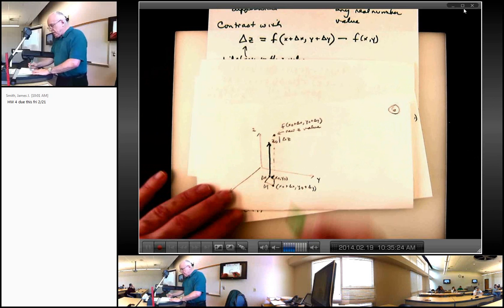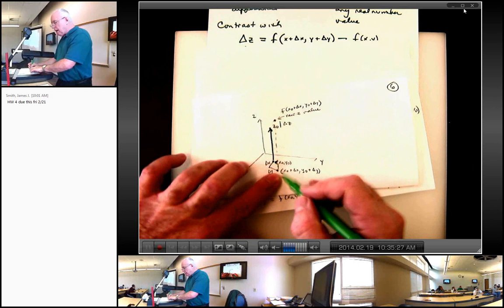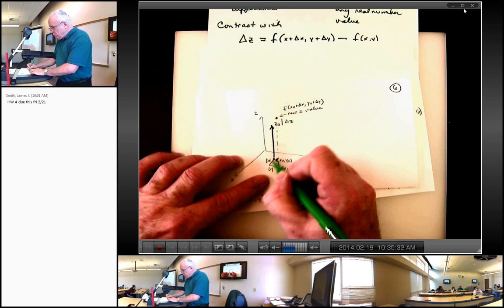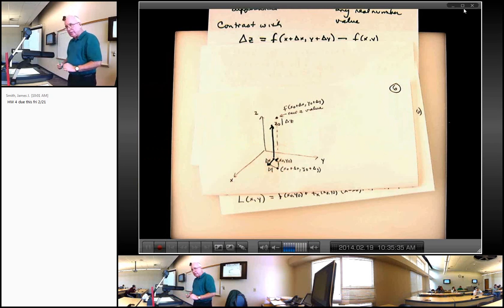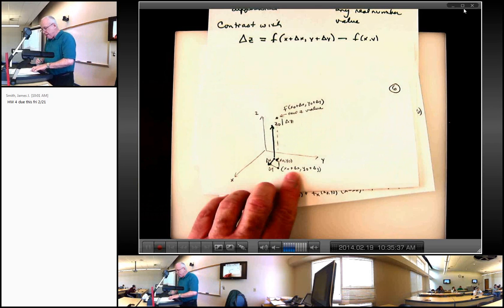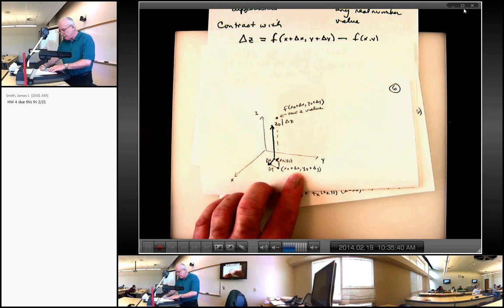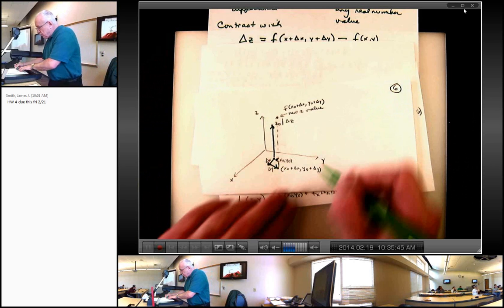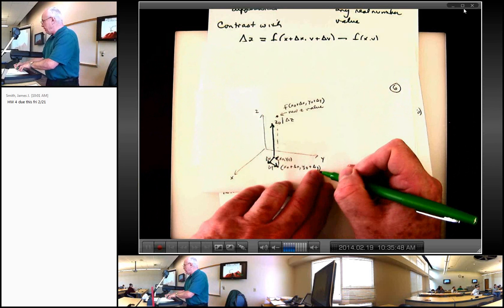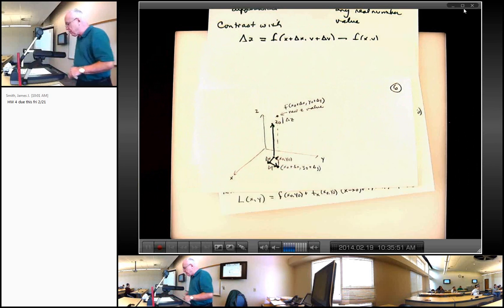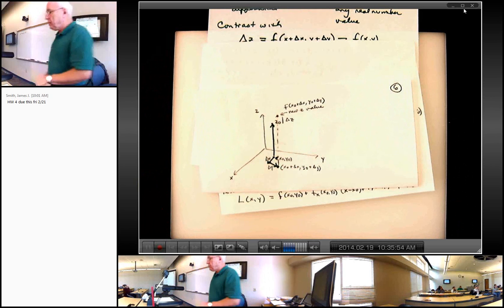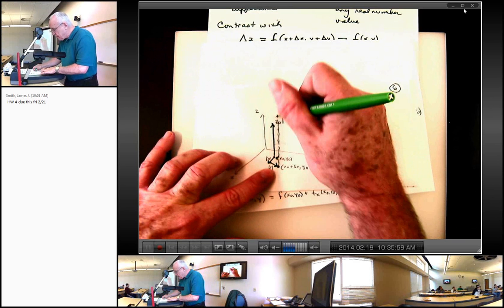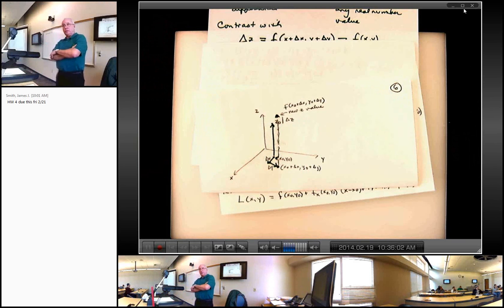Now what we want to do is look at a new set of x and y values. So I move delta x along the x-axis to get my new x value, x naught plus delta x, and I move delta y along the y-axis to get my new point, y naught plus delta y. Now I have my new point on the xy plane, and I draw a vertical line up, and I'll get a new point on my surface.